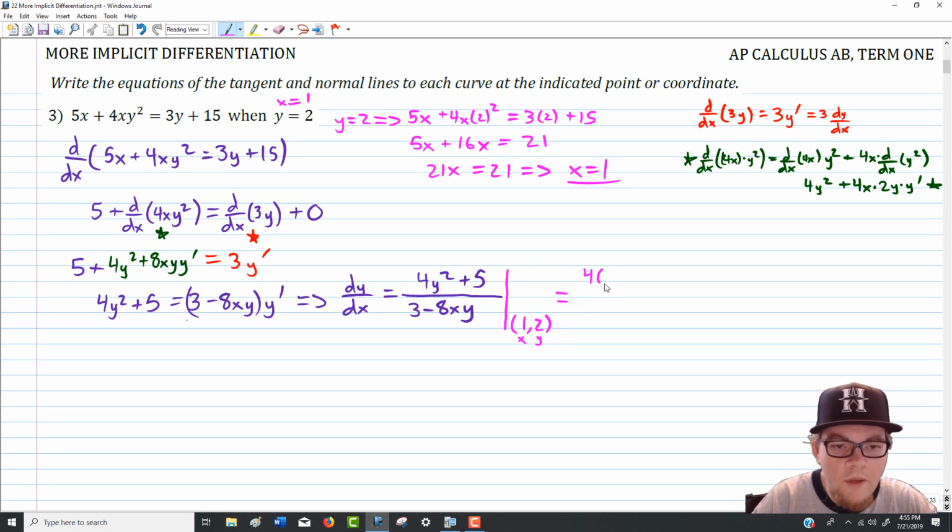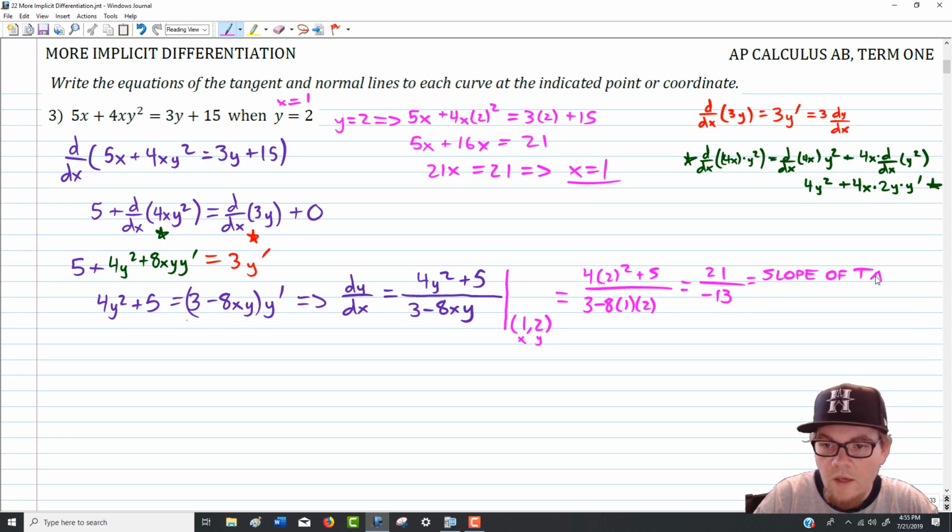When we do, we get 4 times 2 squared plus 5, all over 3 minus 8 times 1 times 2. That's going to give us 16 plus 5, which is 21. In the denominator, it will be 3 minus 16, which is negative 13. So that tells us that the slope of the tangent is going to be equal to negative 21 over 13. So it's a lot of work to get to the slope. And the nice thing is once you've done all that work, you've got the first part of your answer done.